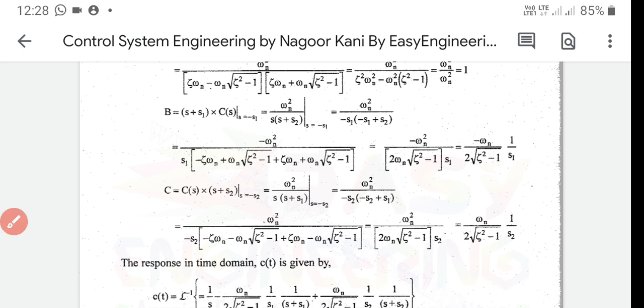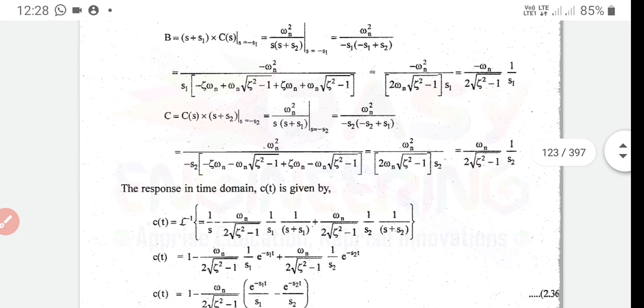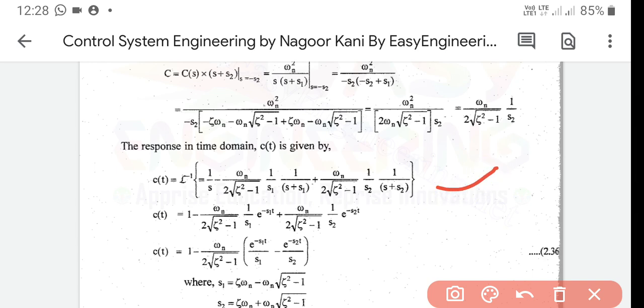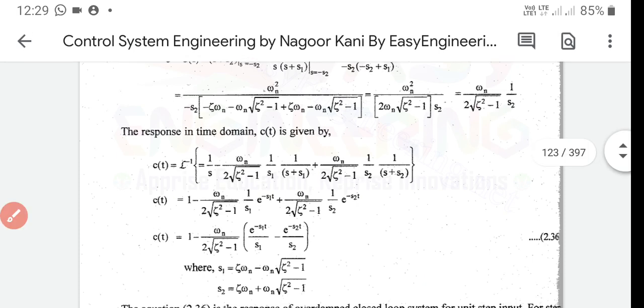So after substituting the a, b and c values, the response in time domain c of t is given like this. C of t is equal to Laplace inverse of 1 by s minus omega n by 2 zeta into square root of zeta square minus 1 into 1 by s1 into 1 by s plus s1, plus omega n by 2 zeta square root of zeta square minus 1 into 1 by s2 into 1 by s plus s2. After applying the inverse Laplace transform, you obtain this value.